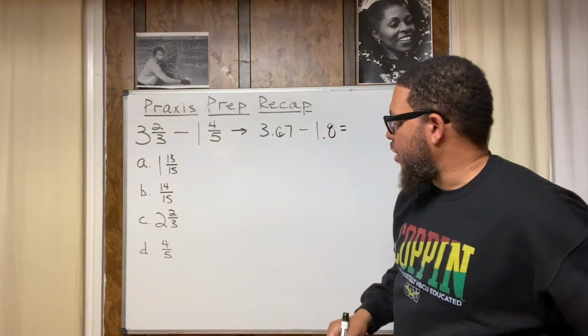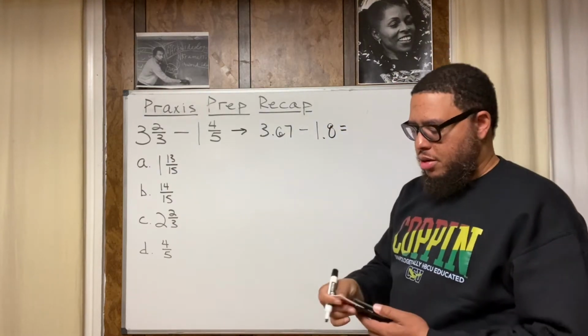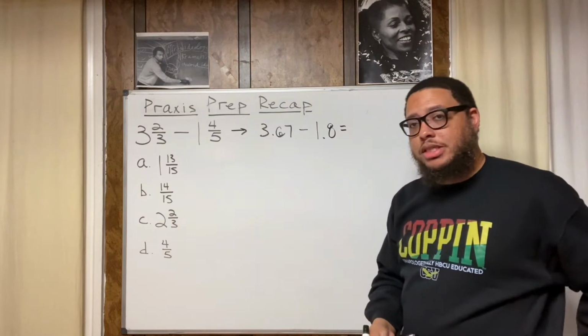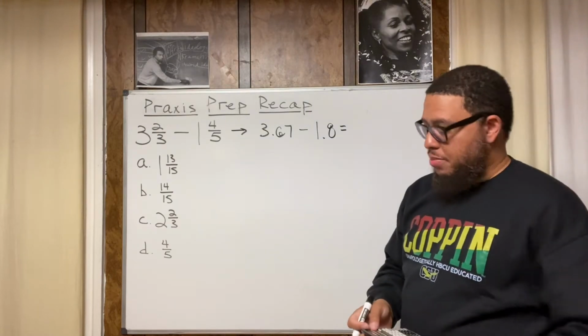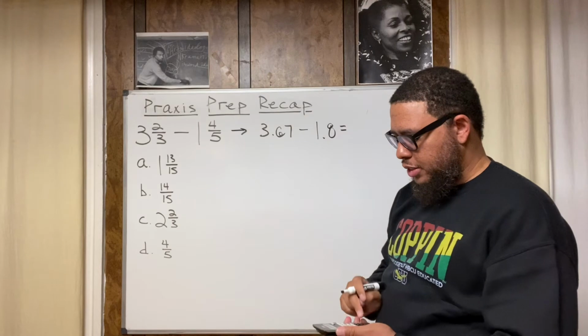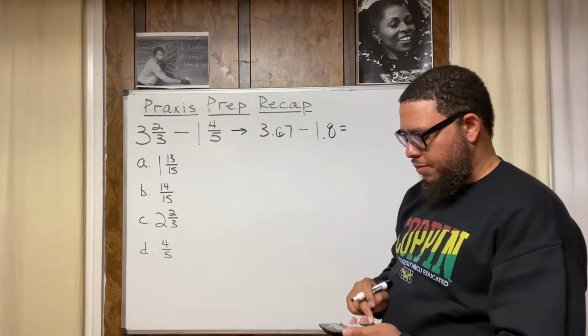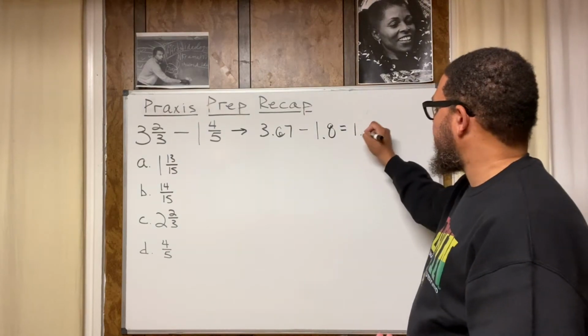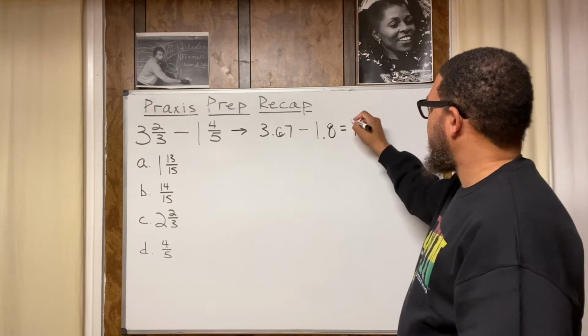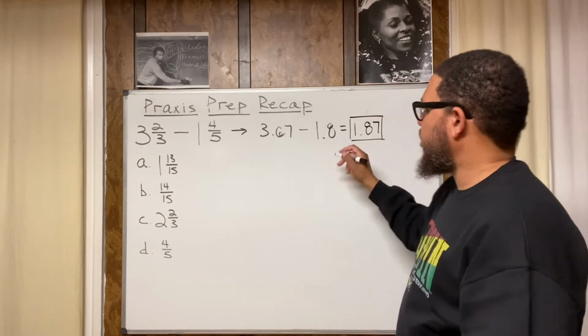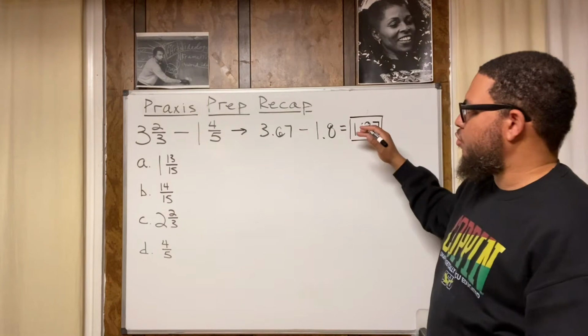So then you put that in your calculator, you just do the subtraction. You do 3.67 minus 1.8. So 3.67 minus 1.8 equals 1.87. All right, so 1.87, but that's in decimal format.